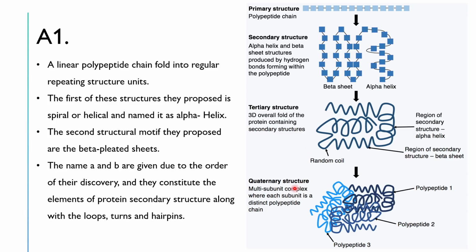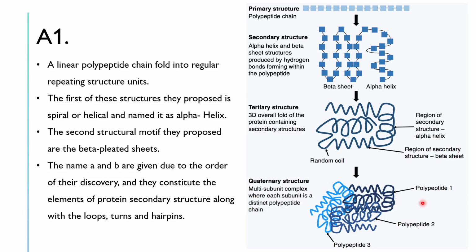And this is the quaternary structure. It is a multi-subunit complex where each subunit is a distinct polypeptide chain. That means multiple polypeptide chains get arranged to form a quaternary structure.